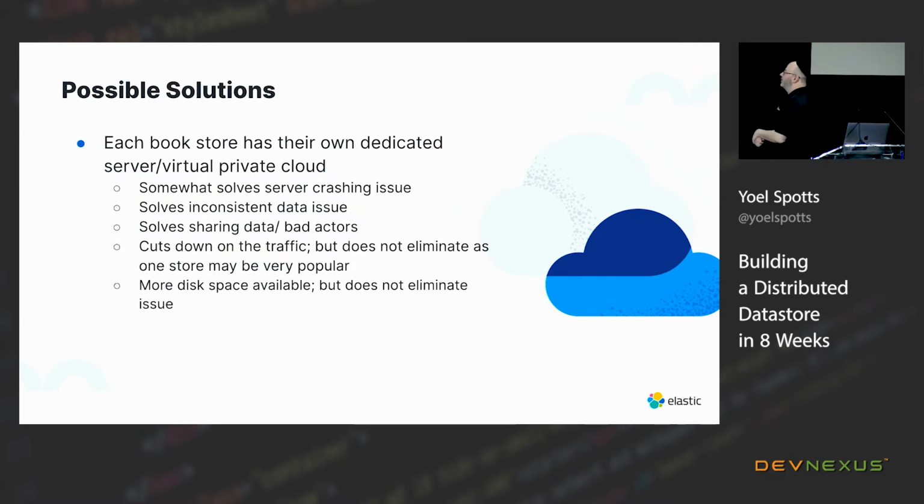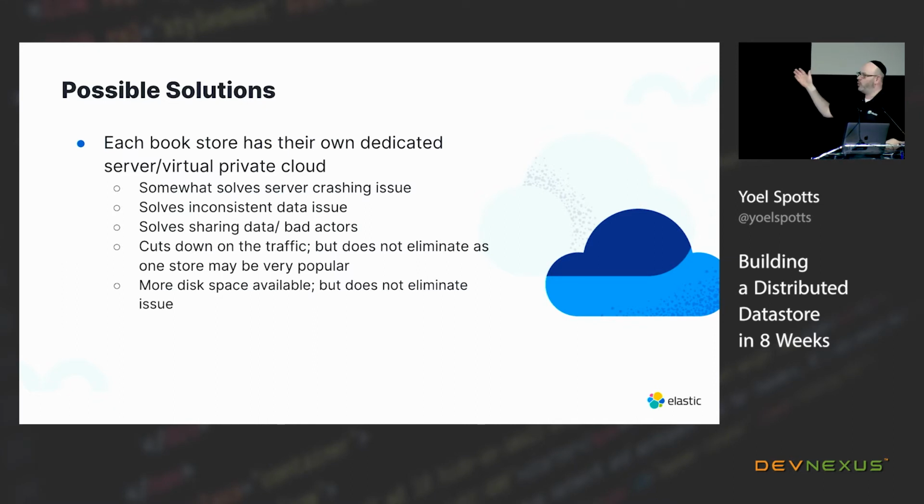So one of the first ones they come up with is, well, each bookstore could have its own dedicated server. So we're already thinking about kind of partitioning here. And they brought up a virtual private cloud. They had been introduced to some concepts in the cloud, AWS, and so they were familiar with that term, and they were able to kind of associate it. Well, maybe that would be helpful here.